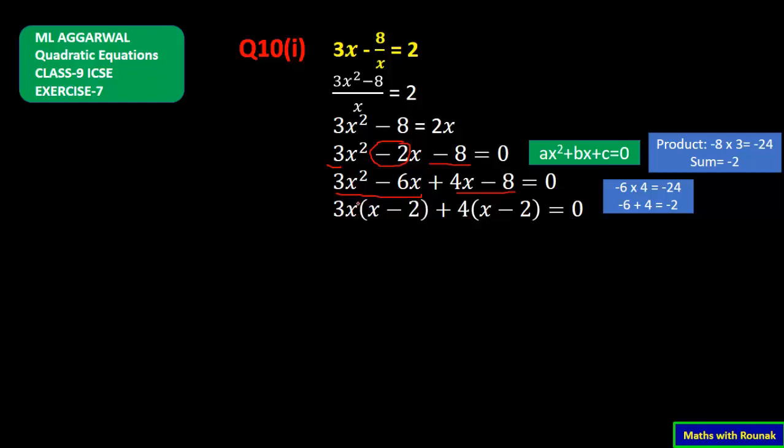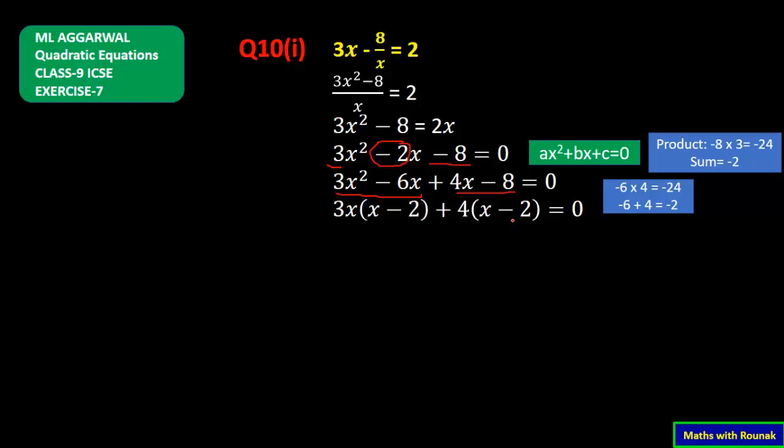If we take 3x common from 3x squared, we will be left with x. And if we take 3x common from negative 6x, we will be left with negative 2. If we take 4 common from 4x, we will be left with x. And if we take 4 common from negative 8, we will be left with negative 2.